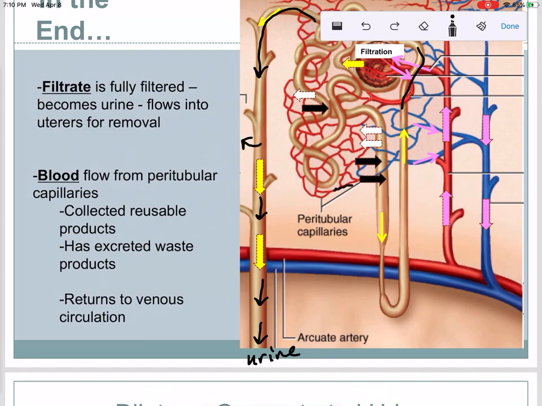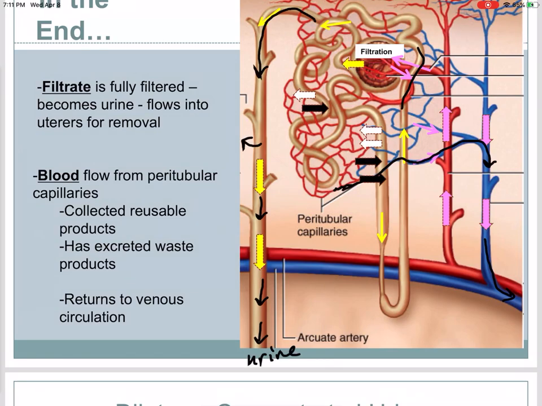Versus whatever's left in the bloodstream eventually makes its way back into the interlobular vein, arcuate vein, interlobar vein, renal vein, wait for it, inferior vena cava, back to the heart, right atrium, and it can be recirculated.